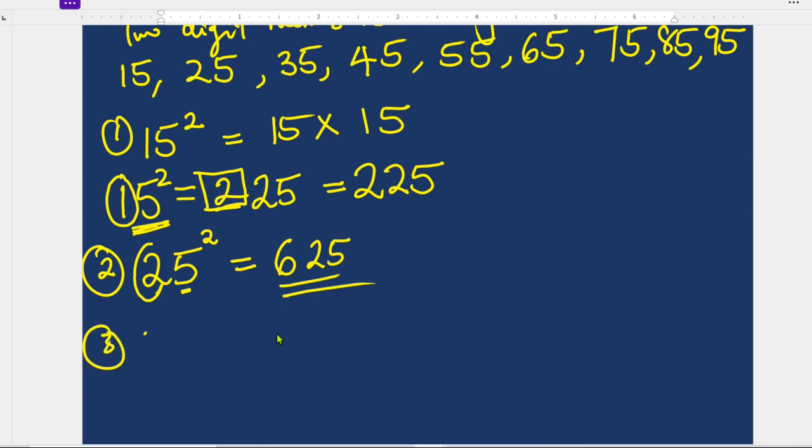Now look at the third one. It says 35. What is the square of 35? Because 35 ends with 5, the square of that 5 is 25. You're going to write it down.